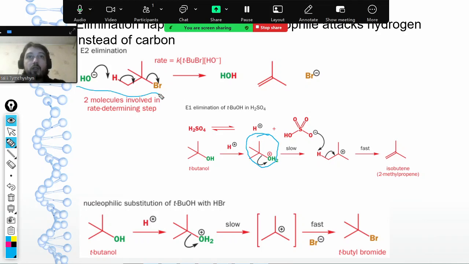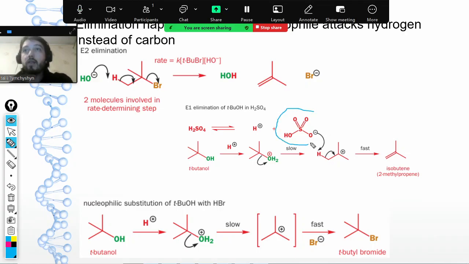So here we had two molecules involved, here is just one. But in any case, the leaving group is going away. We get a carbocation. So here it is, the carbon atom with plus charge, that's the carbocation. And now this carbocation can undergo some sort of restructuring.